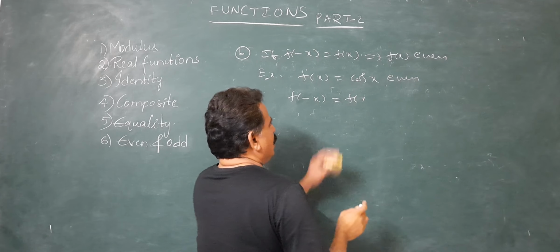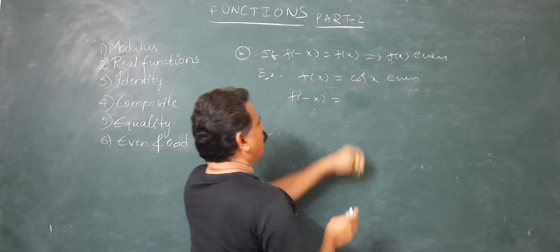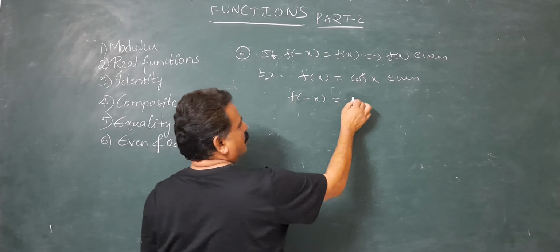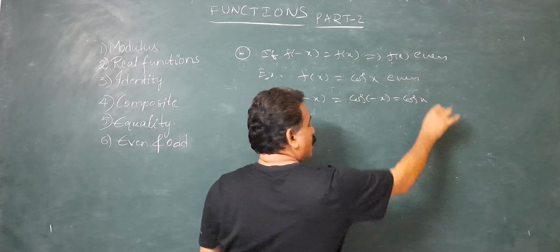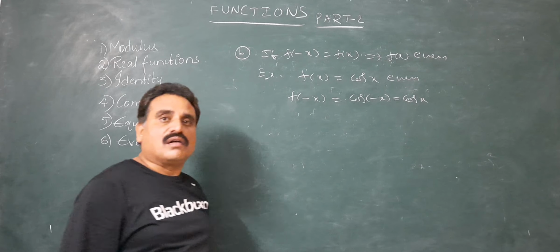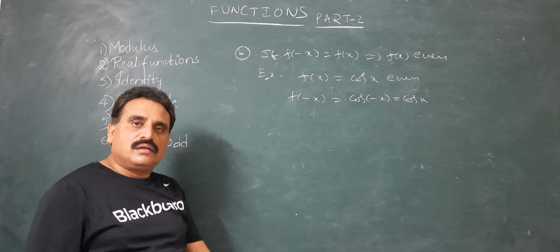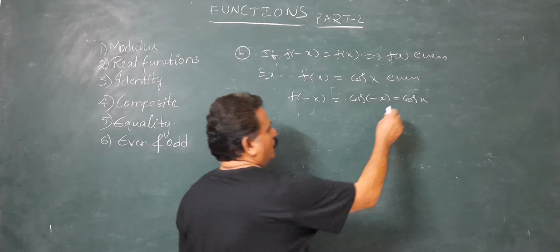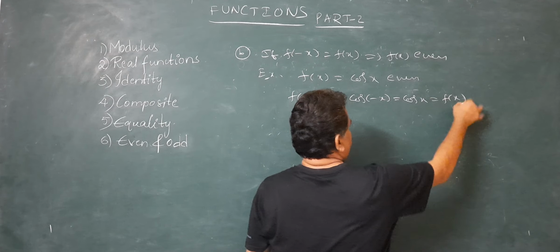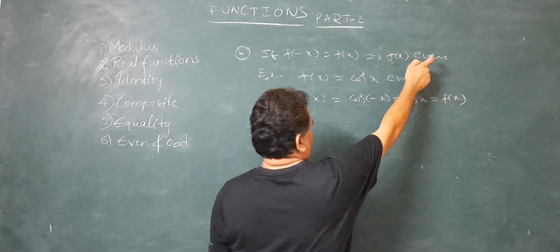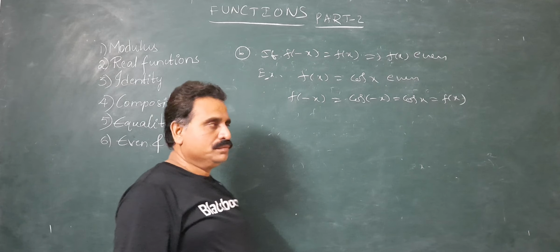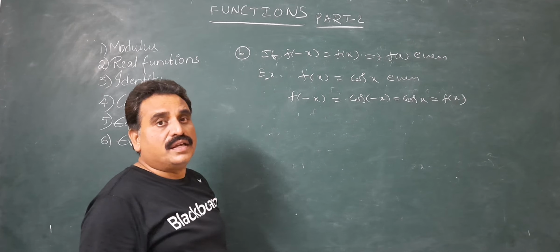You check f of minus x. We just have to write minus x in place of x. That is cos of minus x, which is cos x. Cos of minus theta is cos theta, which we learn in trigonometry. That is equal to f of x. By definition, f of minus x equals f of x. In that case, f of x is said to be an even function. So cos x is an even function.